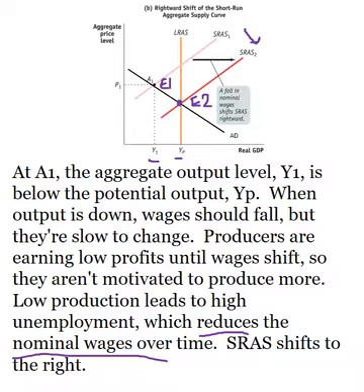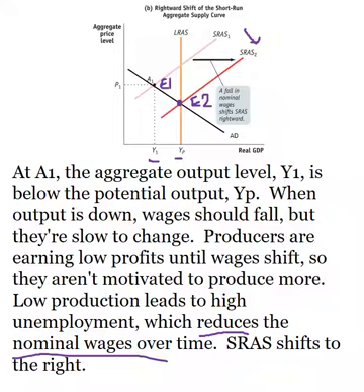So, I can summarize it once more. At E1, our output is too low. It's less than our potential. If our output is too low, that means our unemployment is high. Either there aren't enough people working and that's why the output is low, or if output is low, businesses are going to fire people. Either way, it makes unemployment high.